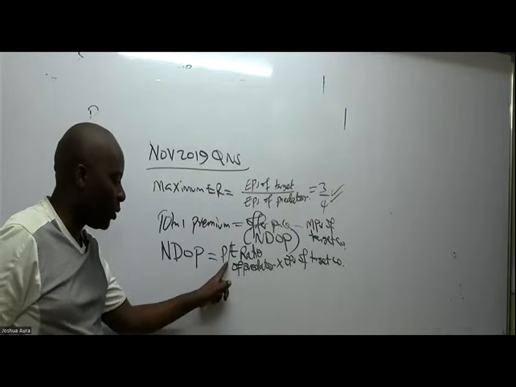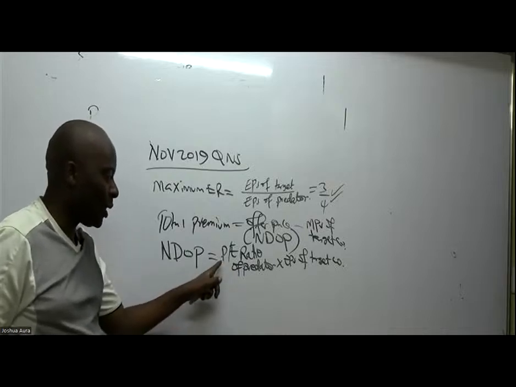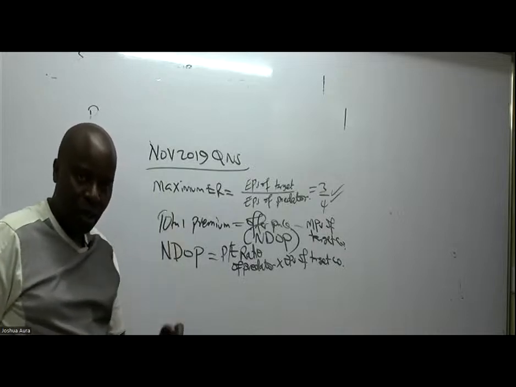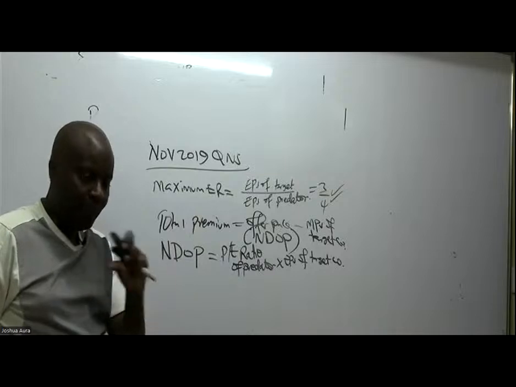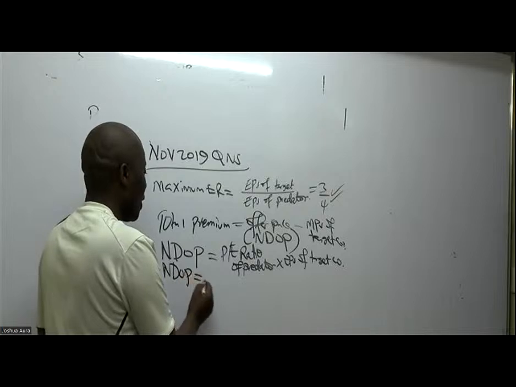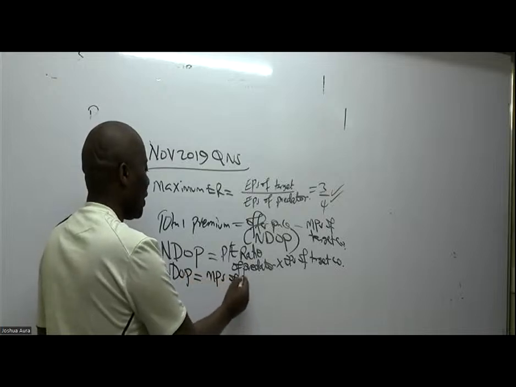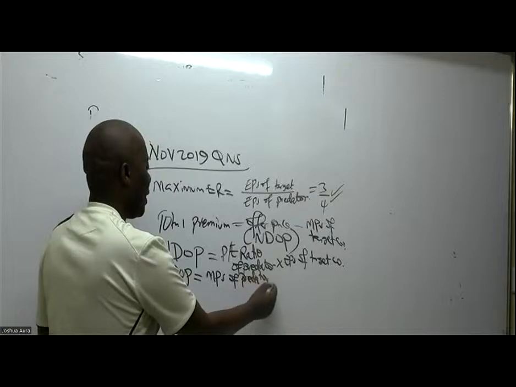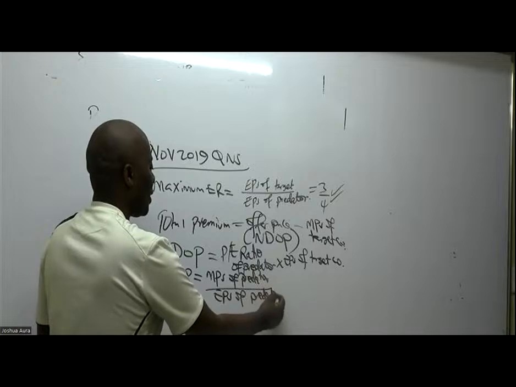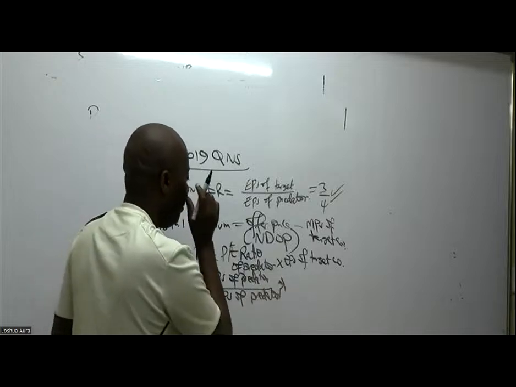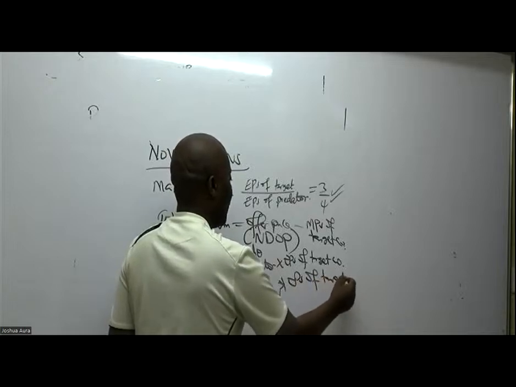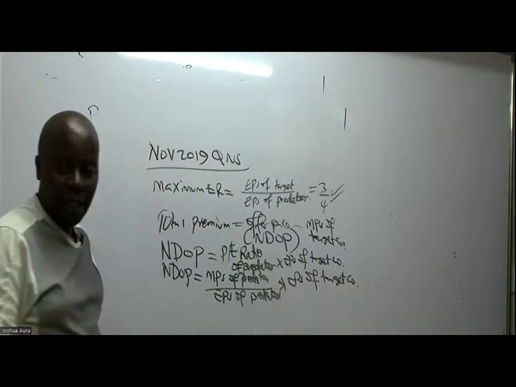I went and broke this down further. We said PE ratio is the same as MPS over EPS. P over E, price over earnings. So in this case, to get the NDOP, the non-diluting offer price, we are taking MPS of predator all over EPS of predator, times EPS of the targeted company.